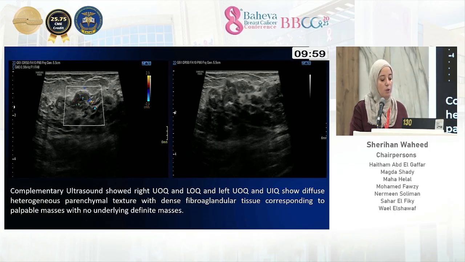Complementary ultrasound shows diffuse heterogeneous background parenchymal echo texture with dense fibroglandular tissues corresponding to palpable areas with no underlying definite masses.